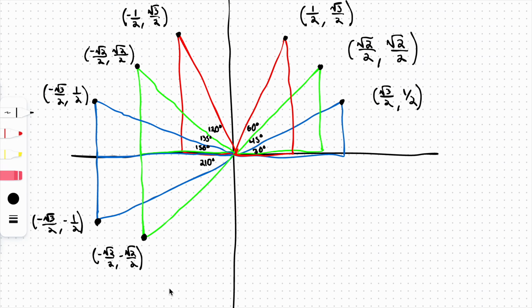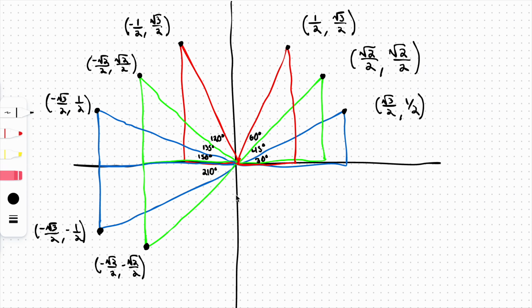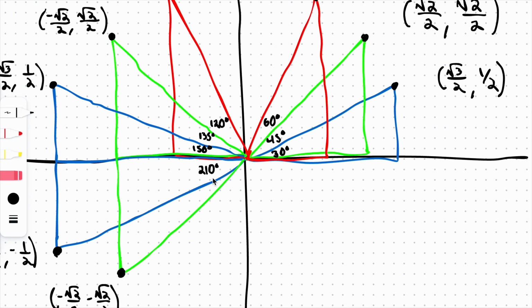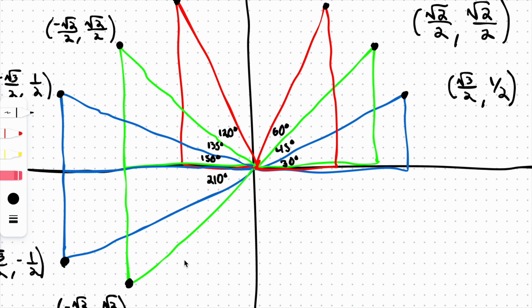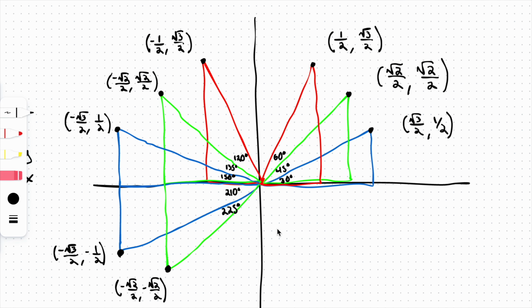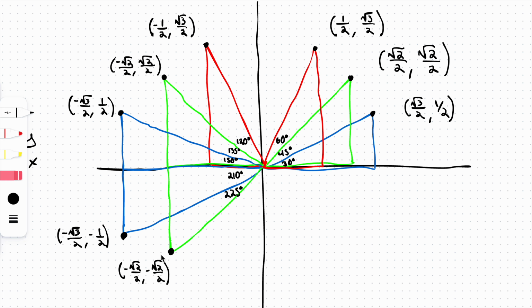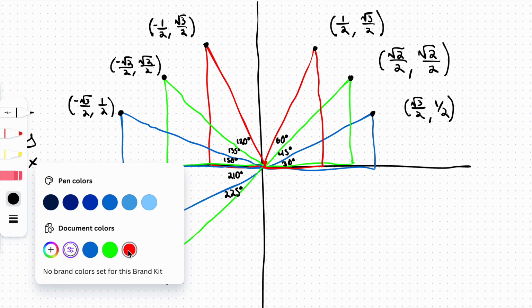Okay. Then, oops, yeah, sorry. Let's think about the angle measure for this green triangle. This is 180, right? But we've gone 45 degrees more. So 180 plus 45 is going to be 225. 225 degrees. Perfect. Then we have this red triangle.